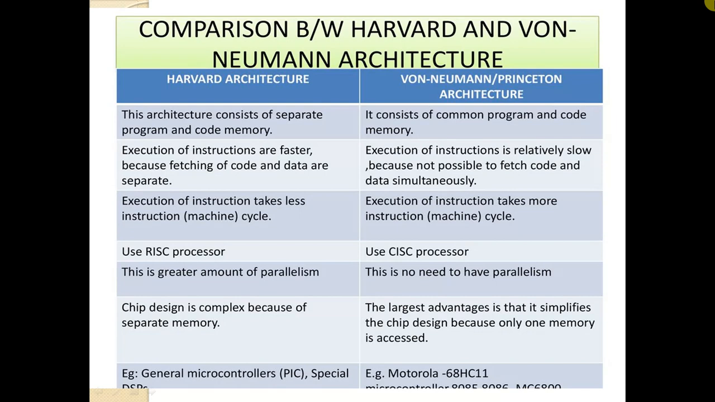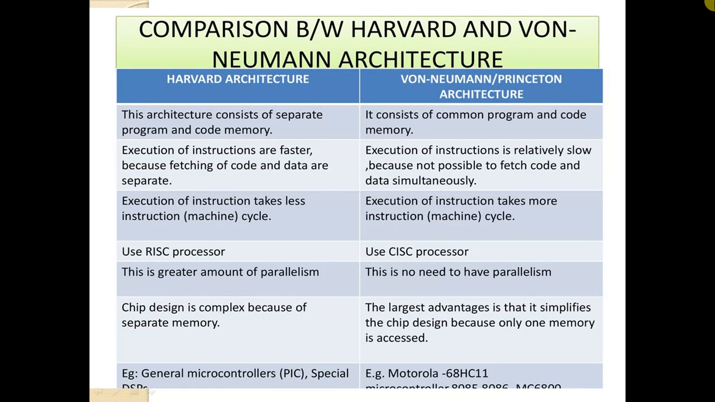RISC processors are used in Harvard architecture. RISC means reduced instruction set computer. CISC processors are used in von Neumann architecture. CISC means complex instruction set computer. Harvard architecture has a greater amount of parallelism. In von Neumann, there is no need to have parallelism. Chip design is complex in Harvard architecture because of separate memory. The largest advantage of von Neumann architecture is that it simplifies the chip design because only one memory is accessed.